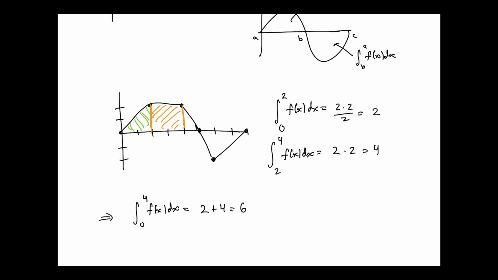Okay, so what I would like you guys to do then is do B, C, and D on here. So 0 to 4, sorry, we just did 0 to 4. So do 4 to 6, 0 to 6, and 3 to 8. Okay? And while you're doing that, I'm going to grab some water.